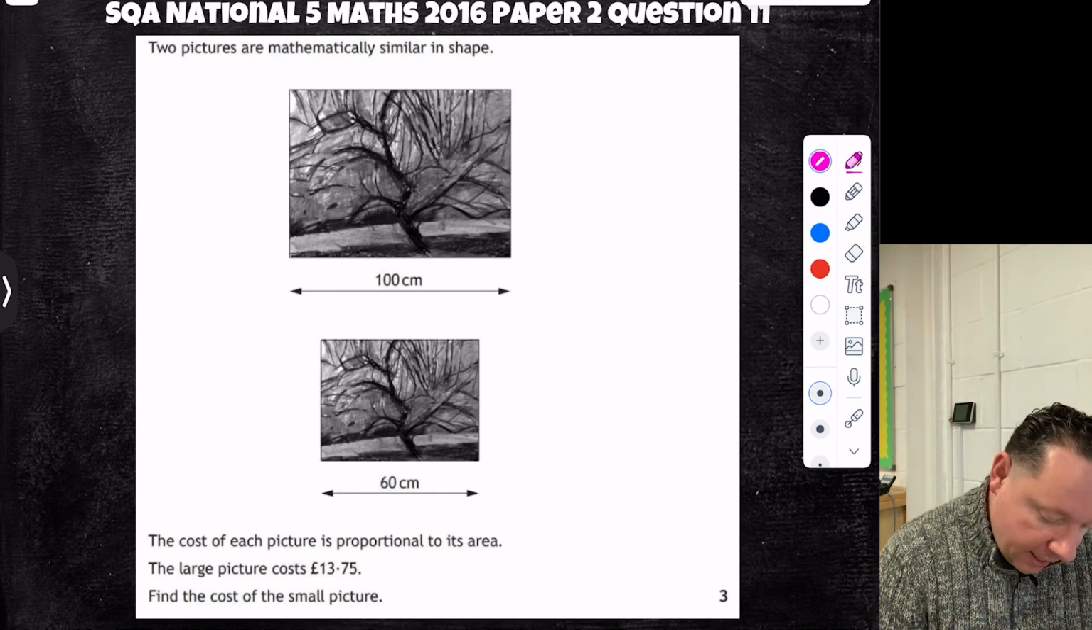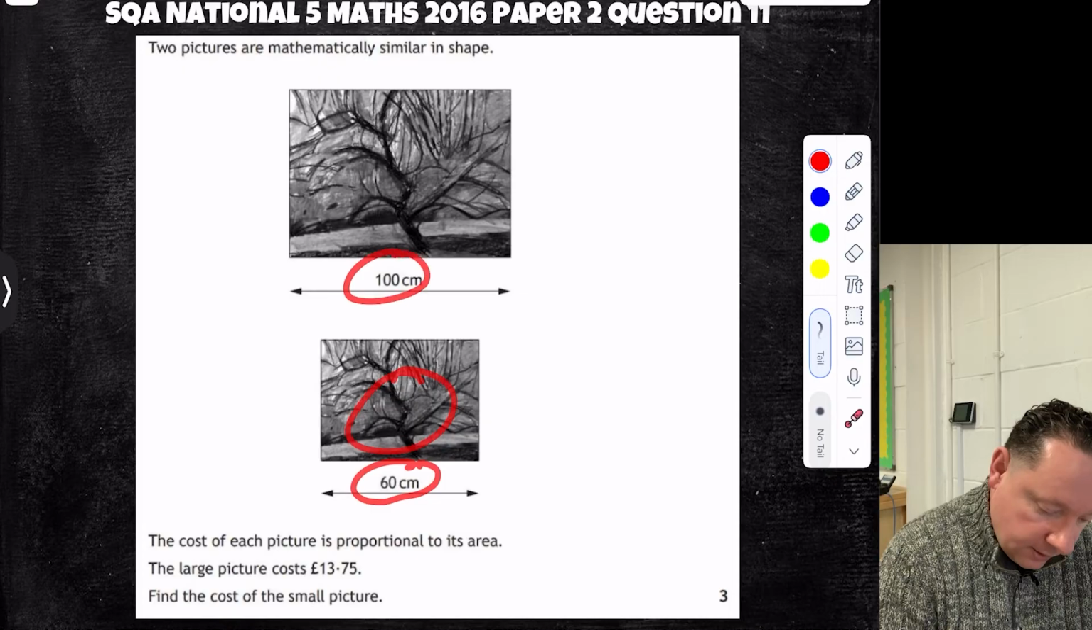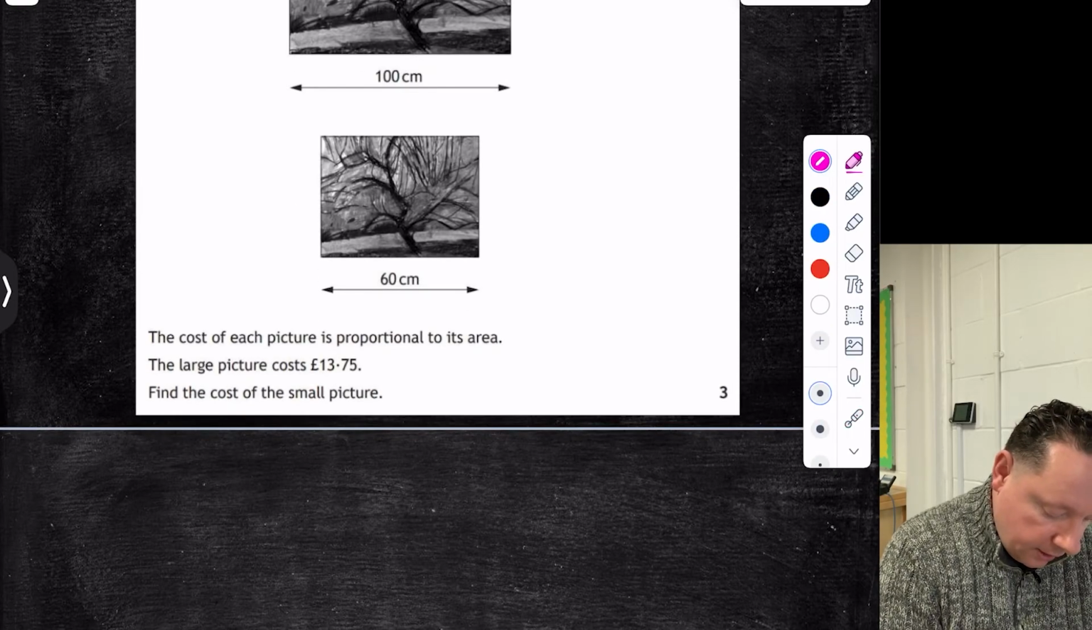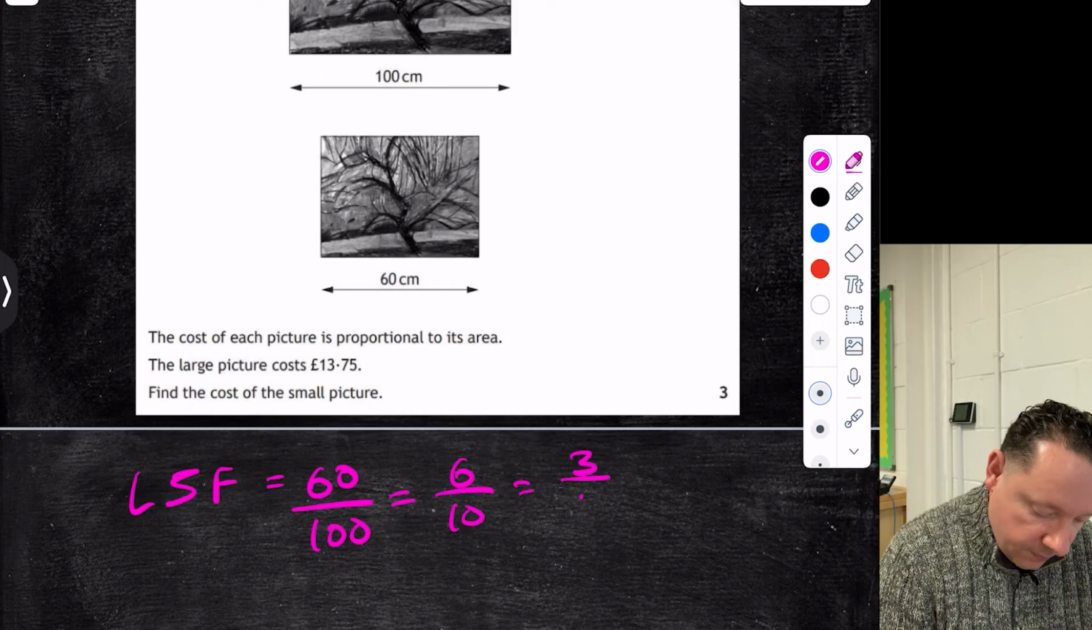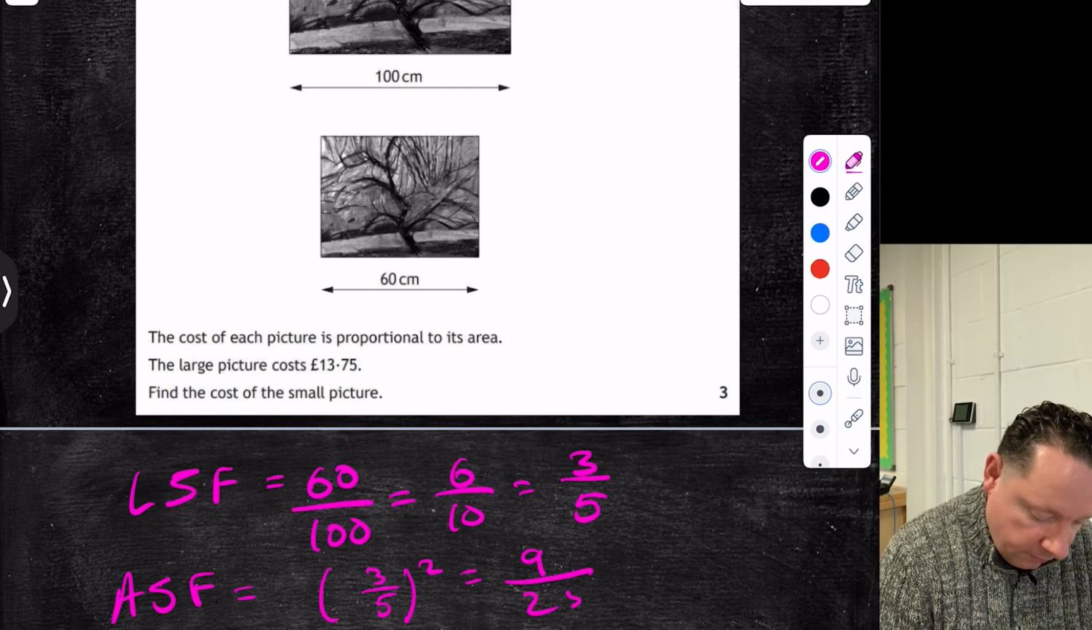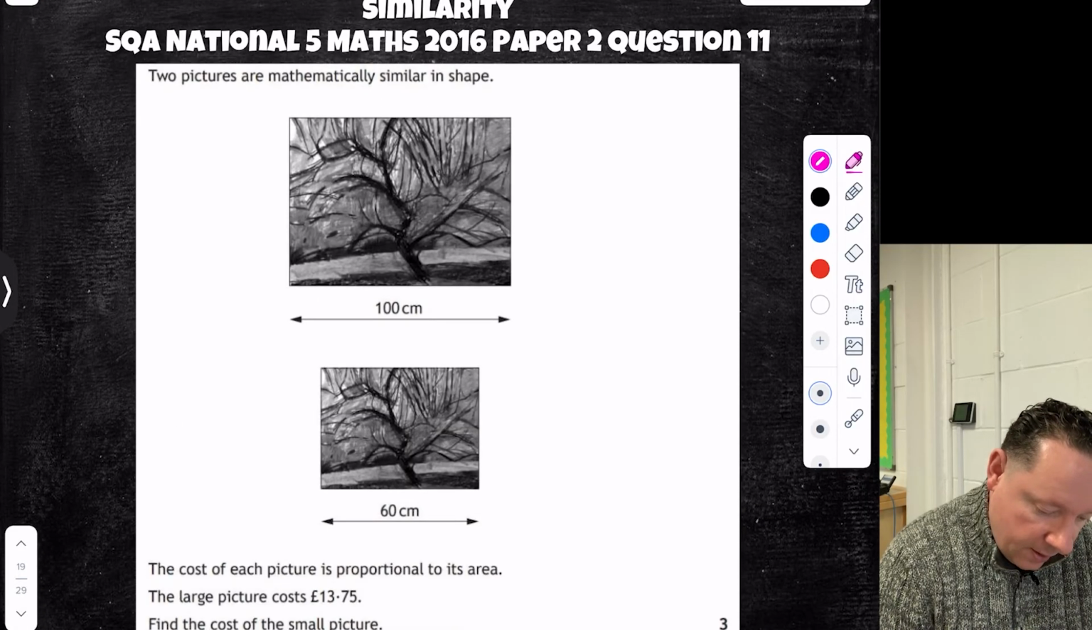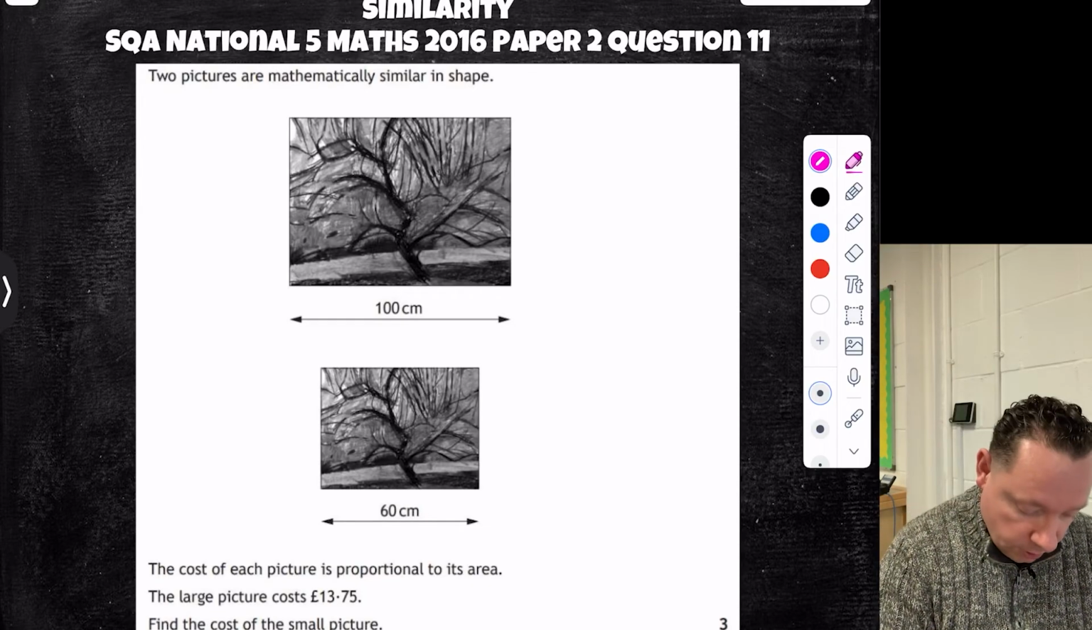So starting with the linear scale factor, I have to find the smaller picture. So I start with the small side over the big side. So the linear scale factor is 60 over 100. Simplify that to 6 over 10, which is 3/5. So that means that my area scale factor is simply my linear scale factor squared. That's 9 over 25. And remember, this is a paper 2 question, so it could be calculator use.